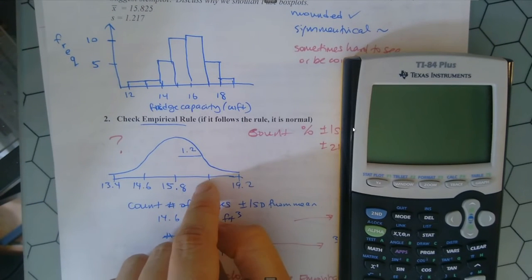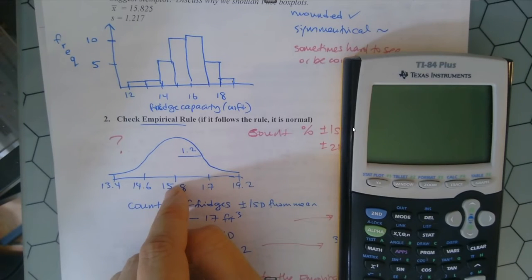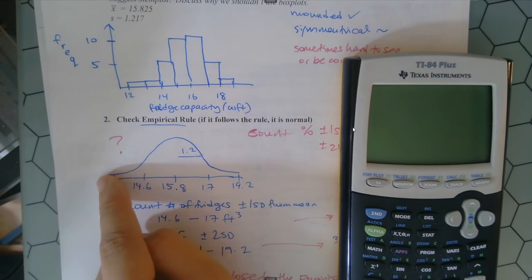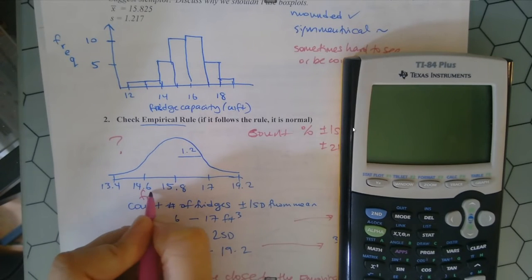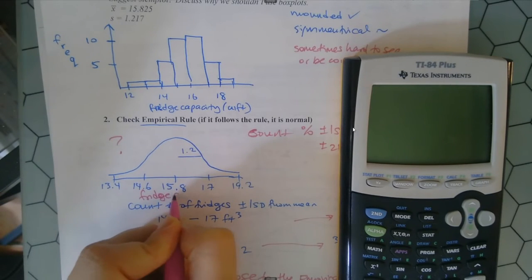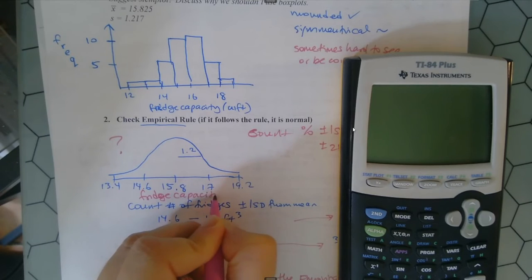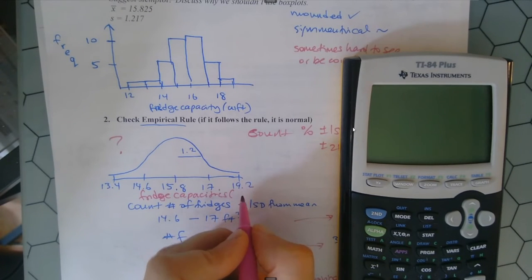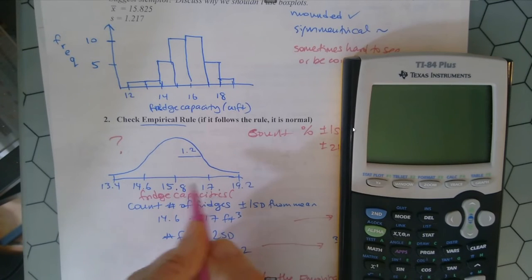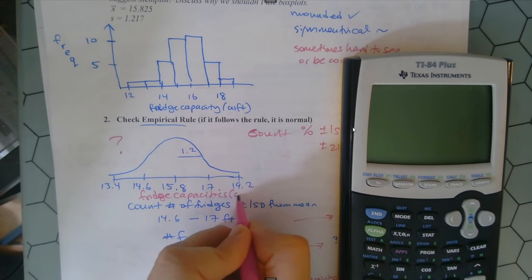I added it once. I added it twice. I am subtracting it once. I'm subtracting it twice. So now I have a list of plausible fridge capacities, and these are the numbers I would expect to see. And if anything isn't between these two boundaries, I would not expect it to be very common.